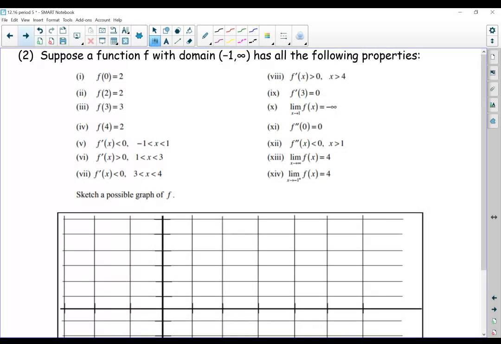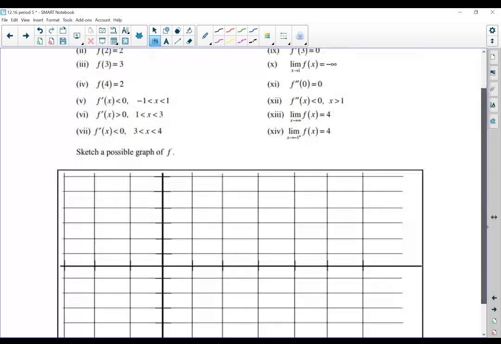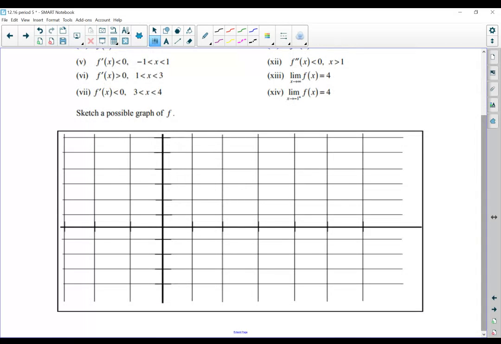So now we're going to switch gears. Suppose a function f on the domain -1 to infinity. Now notice this domain. It's an open half-bounded domain, and has the following property. Again, I want you to try this on your own. Take about 5 minutes or so to go through this problem on your own. Try to sketch a graph of f of x, and then we will go through how I would do it. So pause me.